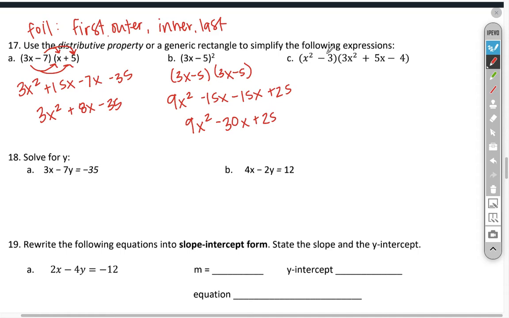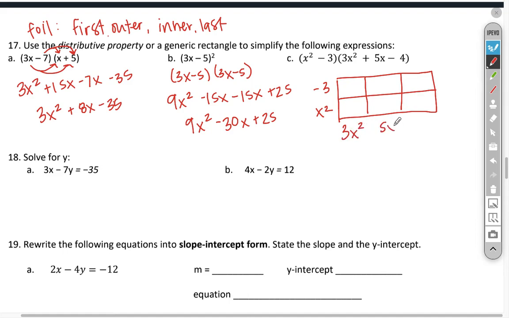All right. For C, I'm going to do a rectangle just to remember how to do it. Usually when there's 3 terms, I like to use the rectangle method. So we have x squared minus 3, and then 3x squared plus 5x minus 4. We multiply it out. Negative 3 times 3x squared gives us negative 9x squared. Negative 3 times 5x gives us negative 15x. Negative 3 times negative 4 gives us 12. X squared times 3x squared gives us 3x to the 4th power. X squared times 5x gives us 5x cubed. Don't forget to add your exponents. Then x squared times negative 4 gives us negative 4x squared.